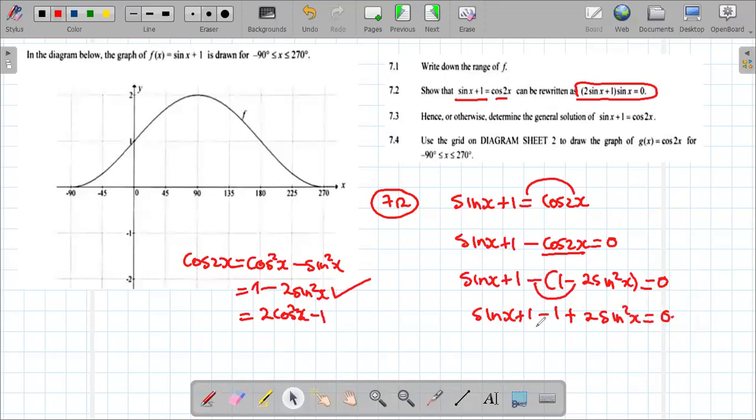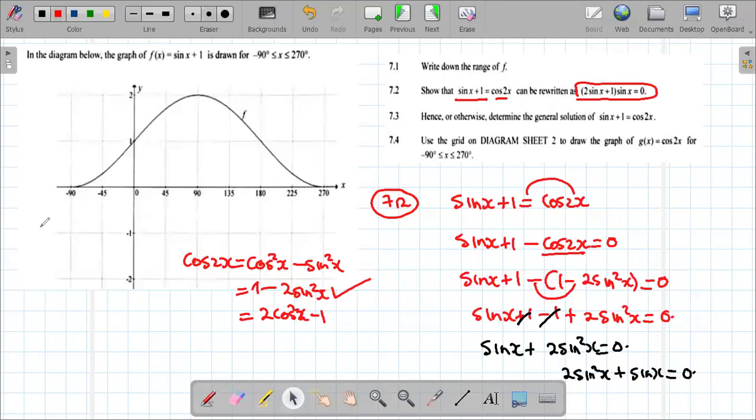So check something. Which one am I leaving out? Oh, it's fine. Plus 1 minus 1, they will take care of each other. So I'm left with sine x plus 2 sine squared x equals 0. Can we please rearrange: 2 sine squared x plus sine x equals 0? Can I please take sine x as a common factor? Can you see that we're already done?